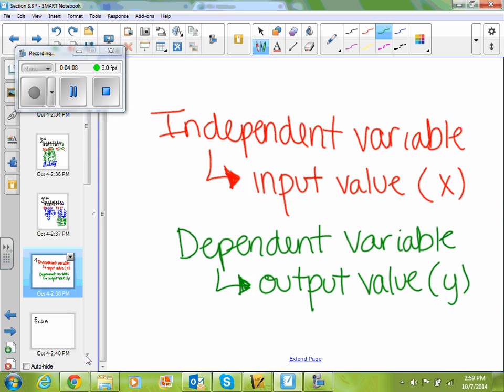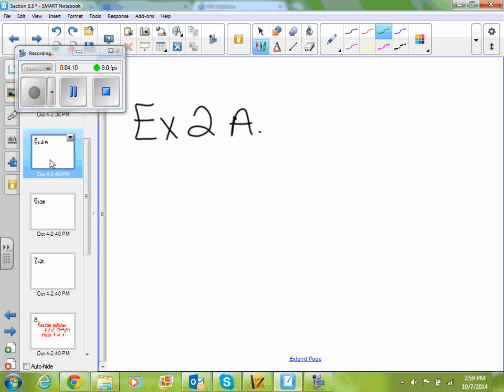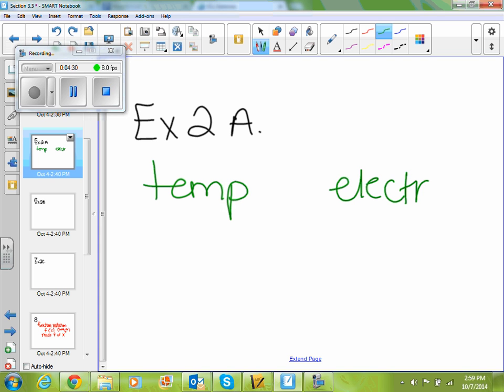Okay, so we're going to look at some word problems today, and we're going to identify our independent and dependent variables. So if I look at 2a, it says, in the winter, more electricity is used when the temperature goes down, and less is used when the temperature rises. So we are talking about temperature, and we're talking about electricity use. Okay, so temperature and electricity.